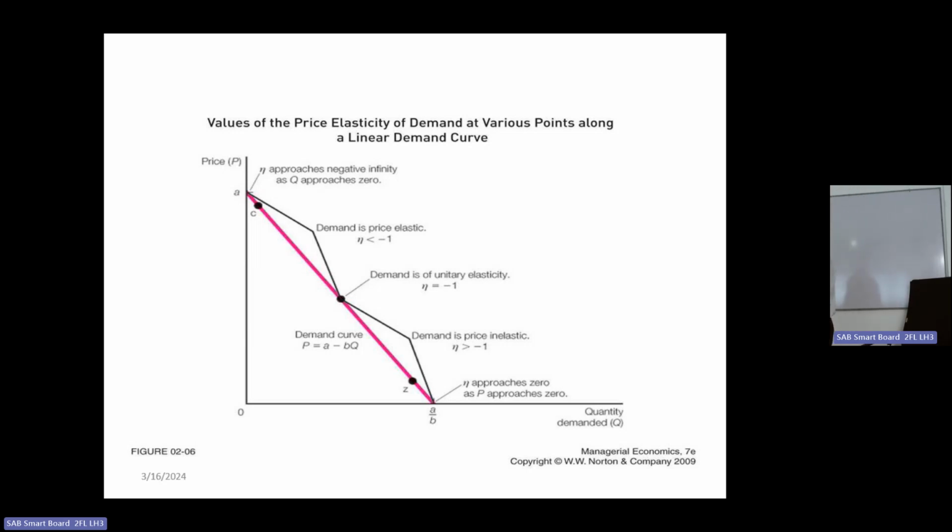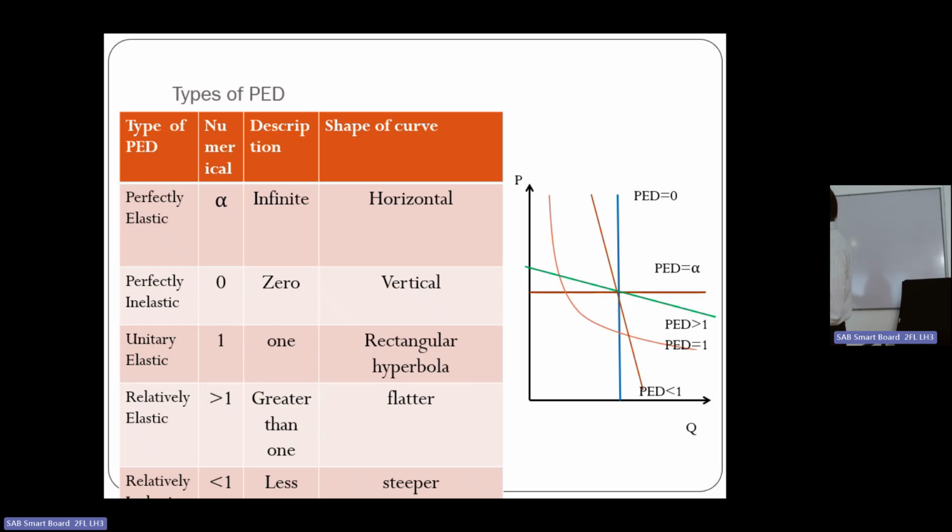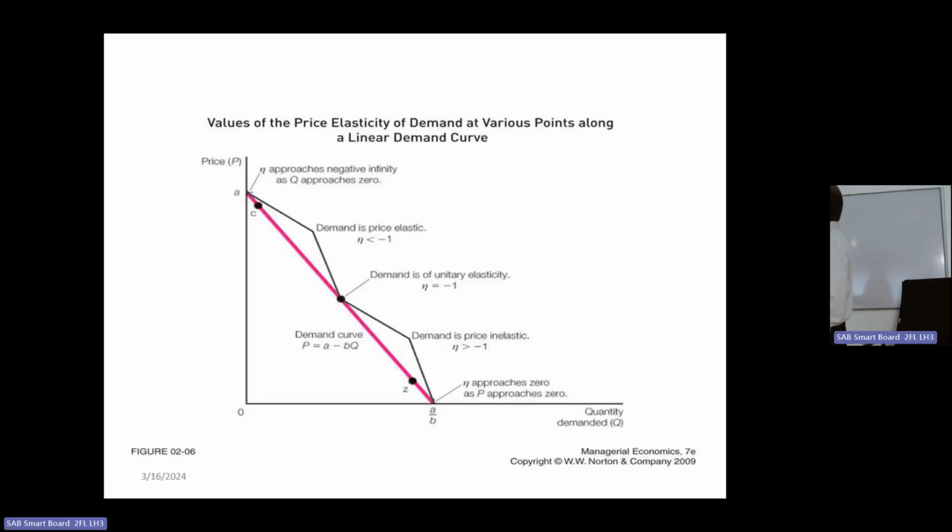At the intersection point of the quantity axis, it gives perfectly inelastic demand. Perfectly inelastic means quantity does not respond to price. If the price increases or decreases, quantity demanded does not change. That is one extreme point.